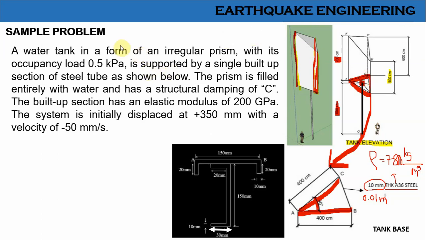So, a water tank in the form of an irregular prism with an occupancy load of 0.5 kilopascal. The occupancy load has a direct effect on our base alone. It is supported by a single built-up section. This tube is a built-up section, which is shown here in this one. Okay, those are the details.